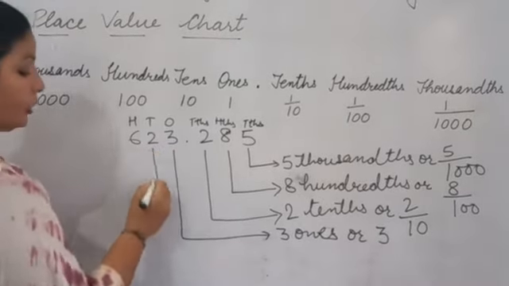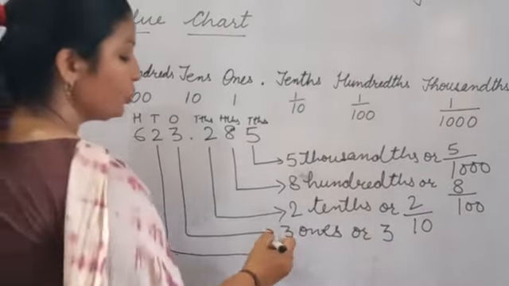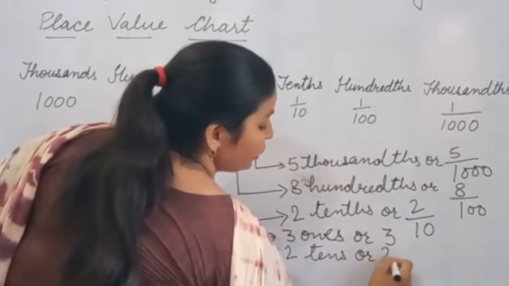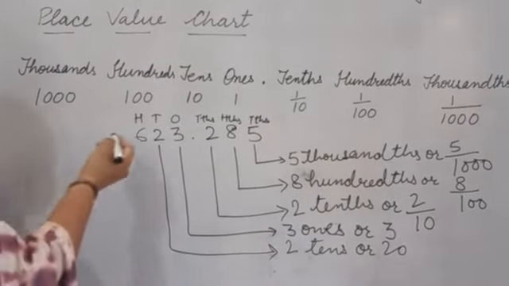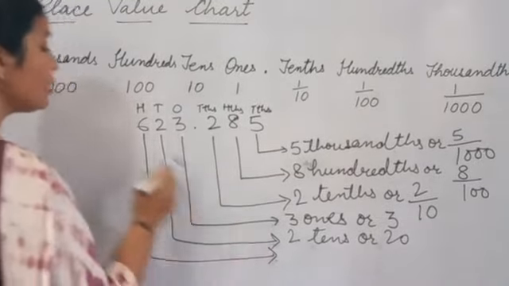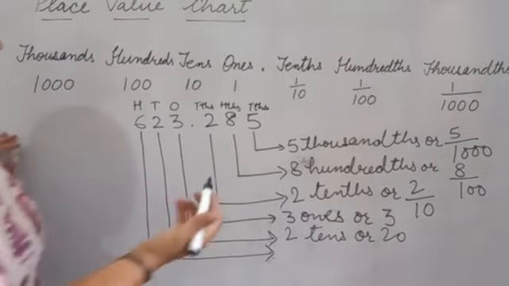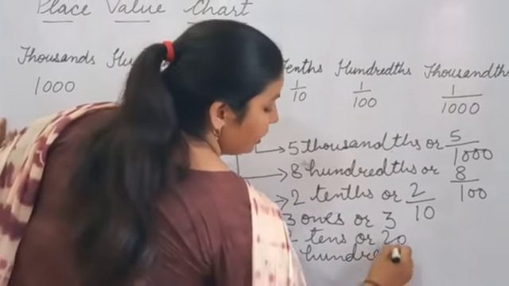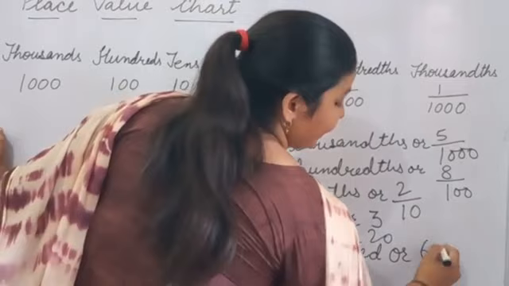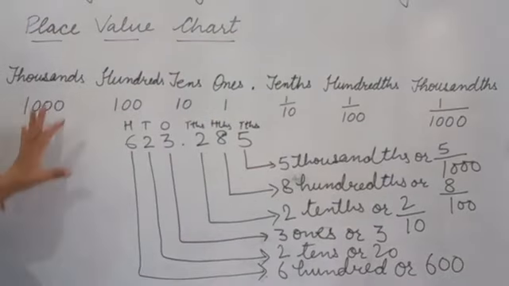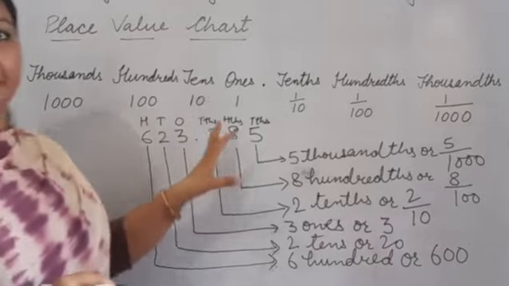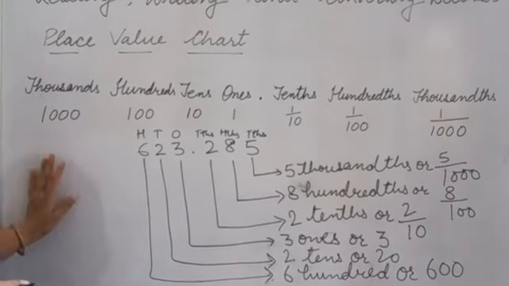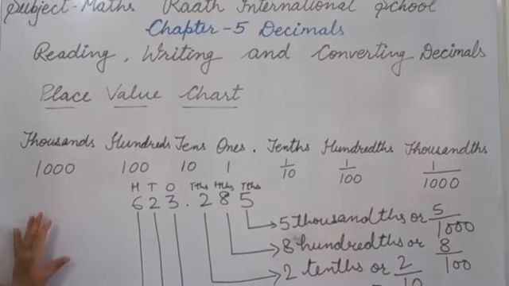Now 6 is in the hundreds place, because this is a whole number, so its place value will be like the whole number. So 600. In spelling we write 6 hundreds, or we can write it like this, 600. So this is the place value of these digits. Like this we can find place value also. So now you understand reading, writing, converting into decimal, and how to write place value.